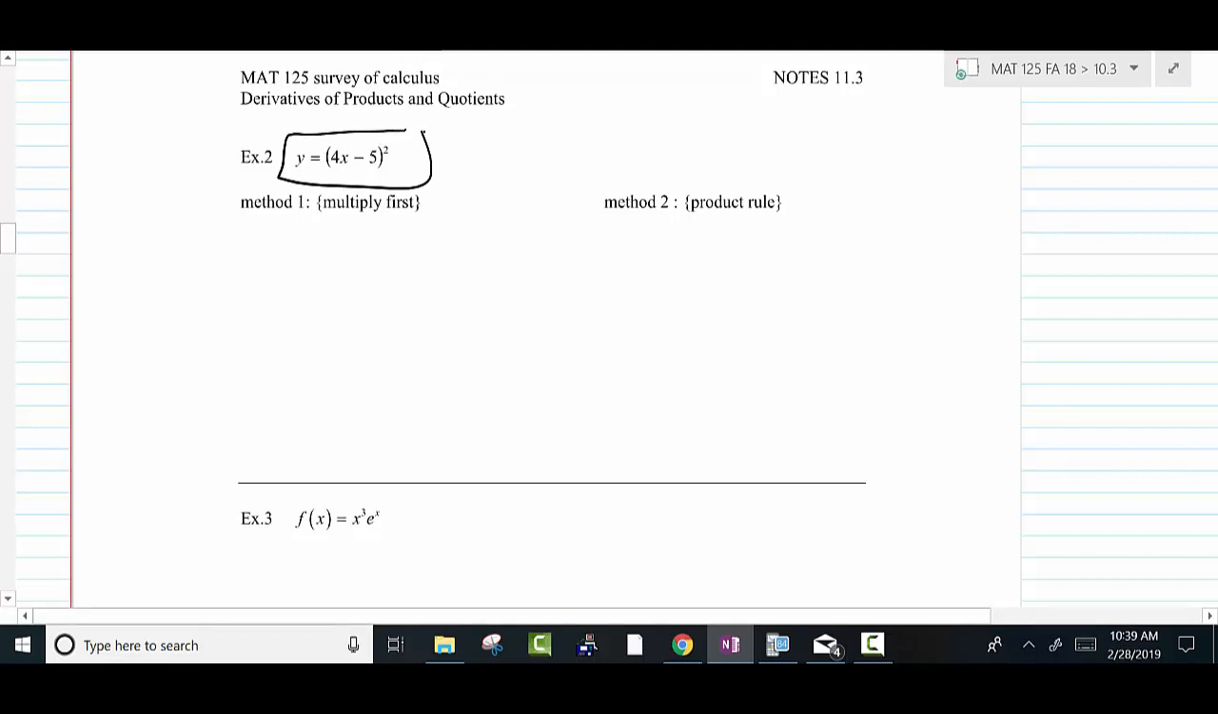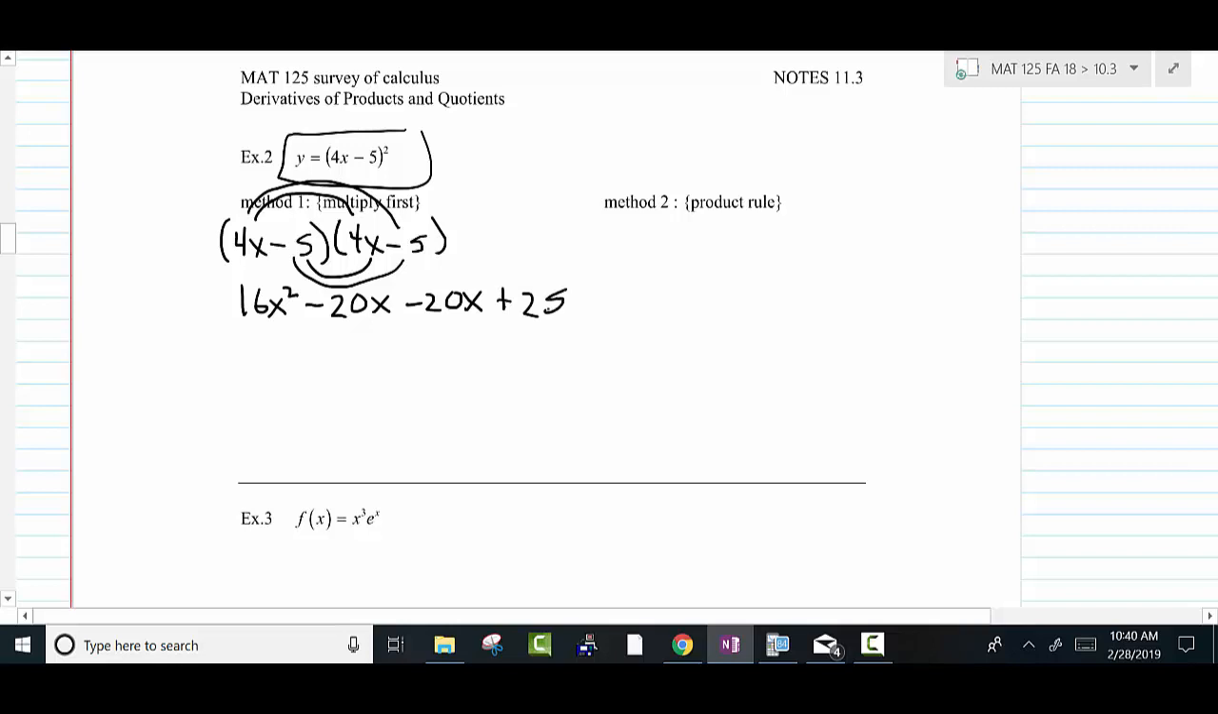Well, the safe way is to write it out twice and FOIL, right? Or you can do the shortcut. Let's do this the safe way for now, then I'll quickly review the shortcut. So let's multiply it out. Your first term is 16x to the second. Outside term is minus 20x. Inside term is the same thing, minus 20x. And then the last term is plus 25. Okay, so we got that.